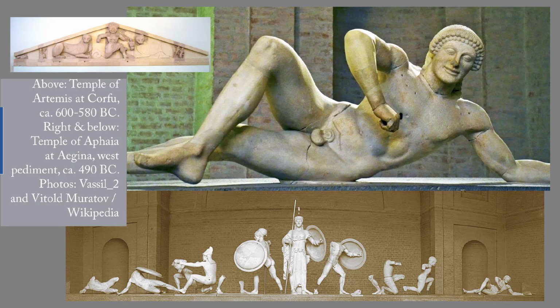These are pedimental sculptures from the Temple of Aphaia at Aegina. This is from the west end. We will see the east end in a bit. They date to around 490 BC. If you compare the Temple of Artemis at Corfu to the figures here, you can see how much better the Greeks have gotten at fitting figures into a triangular space. Instead of just making the men smaller, they're doing different poses that make them fit into the angle. This is the figure over here.